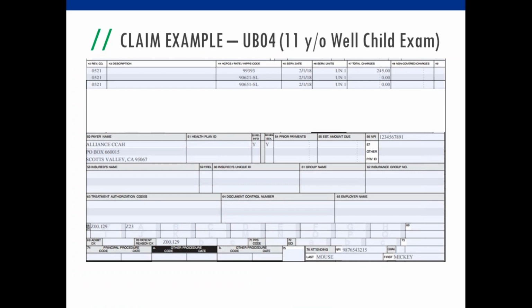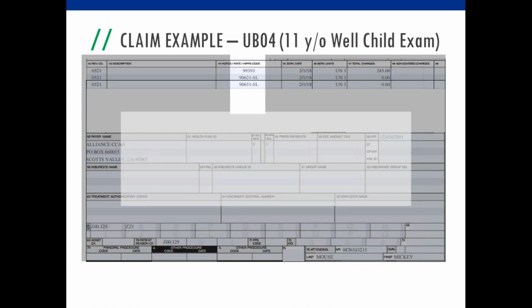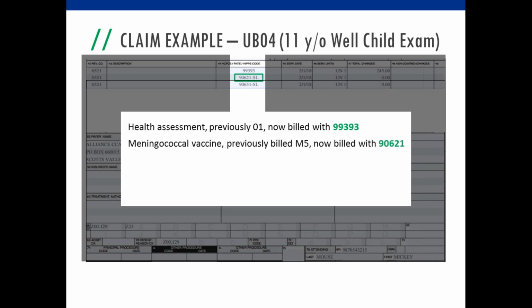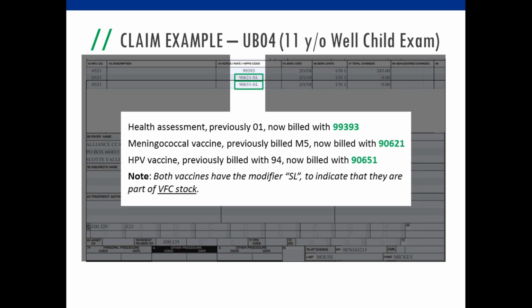Now let's look at what a claim form would look like for a UB04 claim. This is for an 11-year-old well-child assessment. We have the health assessment, which was previously billed with CHDP code 01, now being billed with 99393. The meningococcal vaccine was previously billed with CHDP code M5, is now billed with CPT code 90621. The HPV vaccine, previously billed with CHDP code 94, is now billed with CPT code 90651. Note, both vaccines do have the modifier SL to indicate that they are part of the VFC stock.